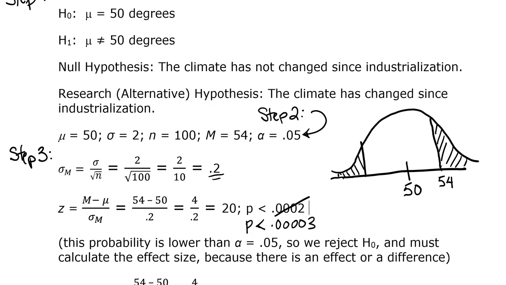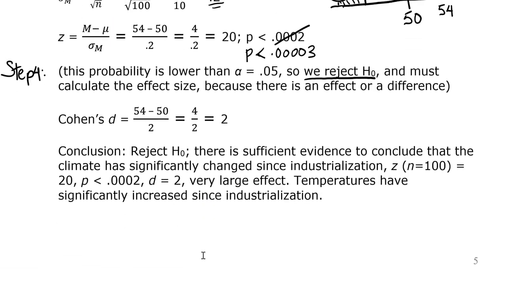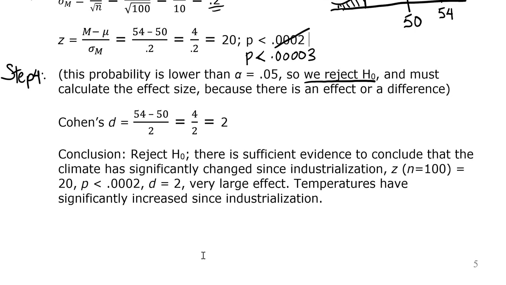So our decision, step 4, is to reject the null hypothesis. And because we're rejecting, we need to calculate the effect size because there's definitely a difference here, right? So let's go ahead and move this forward. And there's Cohen's d, right? And remember, d is equal to sample mean minus mu divided by standard deviation. So 54 minus 50 divided by 2 is 4 divided by 2, which is equal to 2, right?